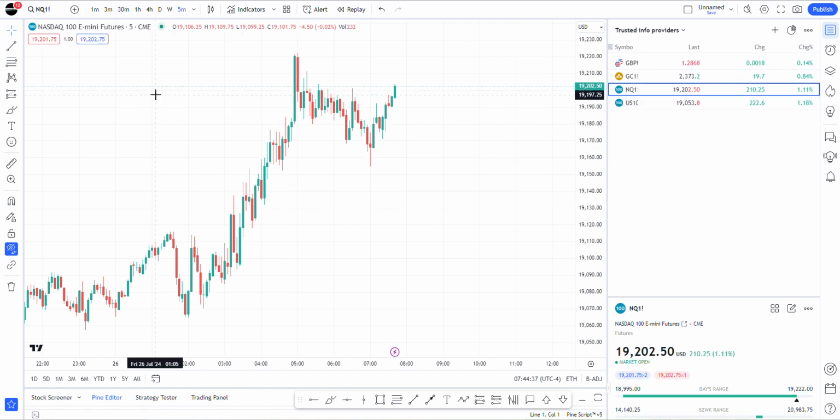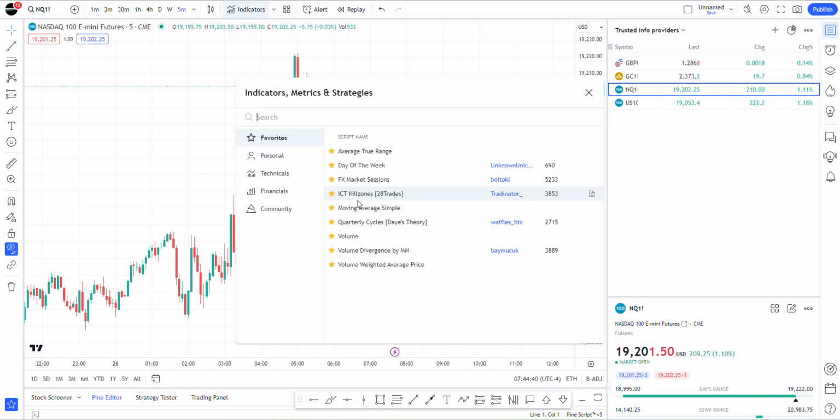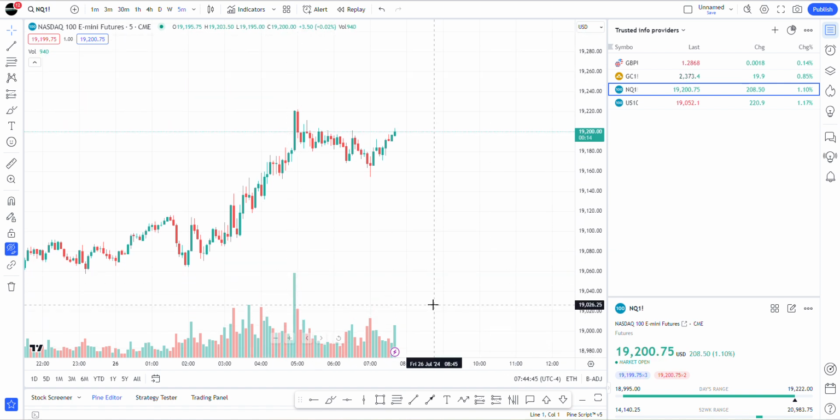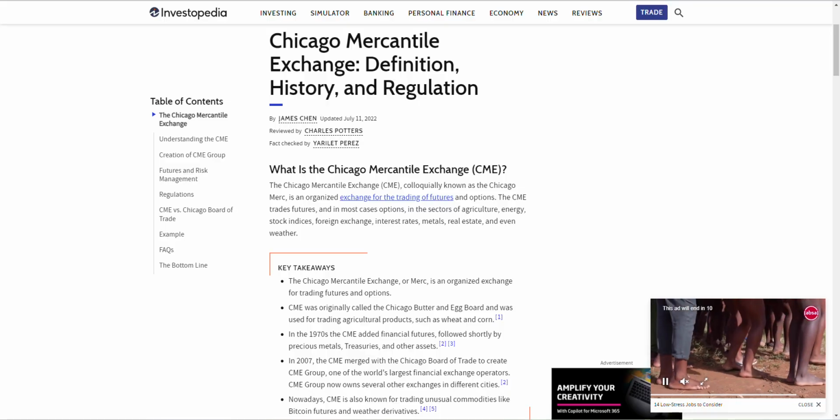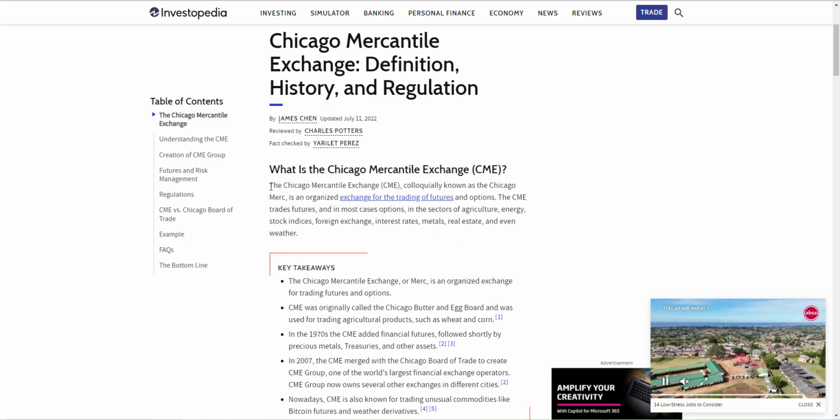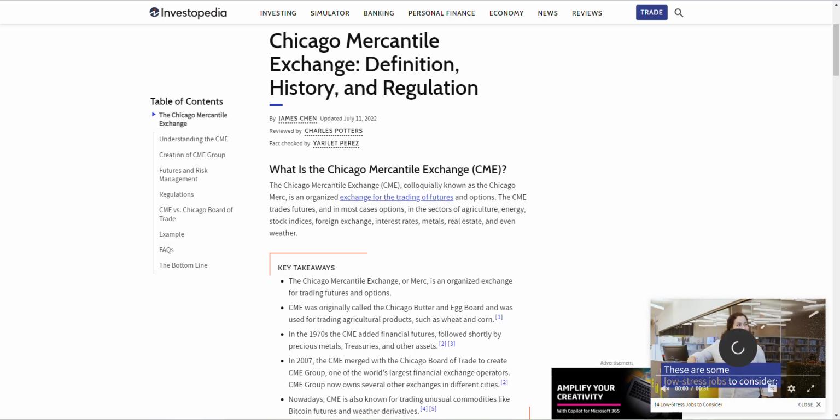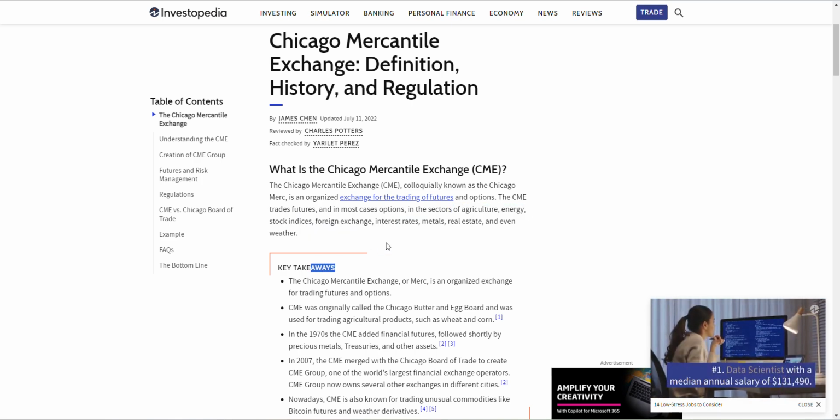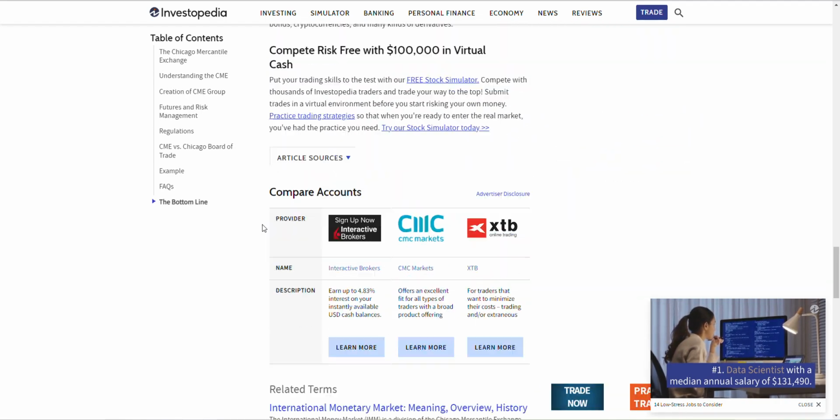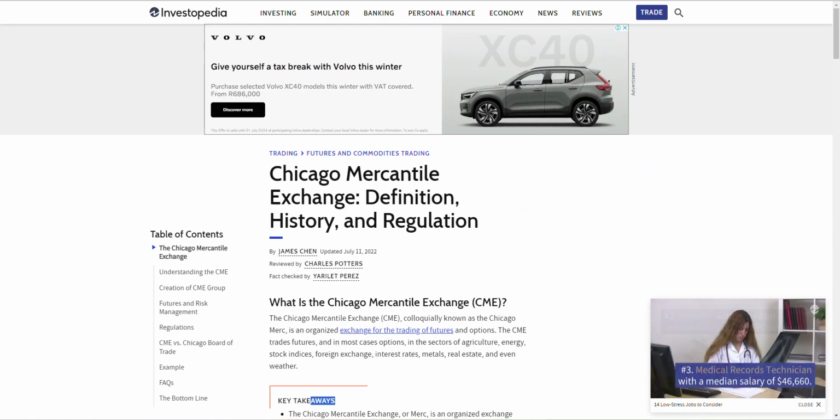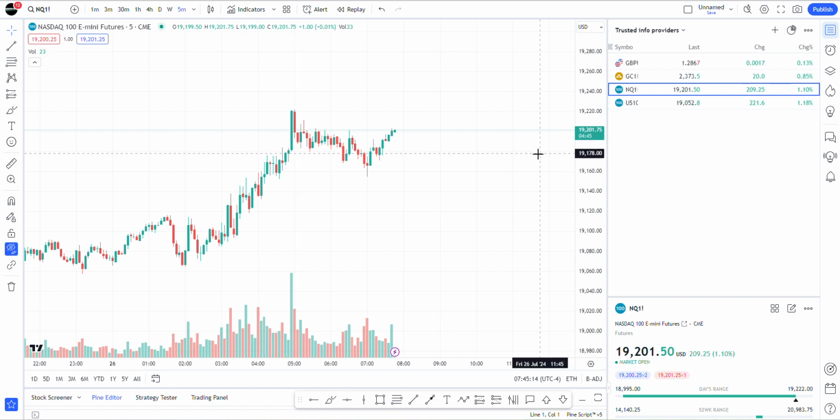But the real kicker is when you add a volume indicator. You'll see this CME Group volume is proper volume because it's actually coming from the exchange. And we'll look at what CME Group is now. Chicago Mercantile Exchange, or Chicago Merc, the exchange for trading futures and options. They're responsible for basically keeping the peace with futures trading and making sure everything's above board.